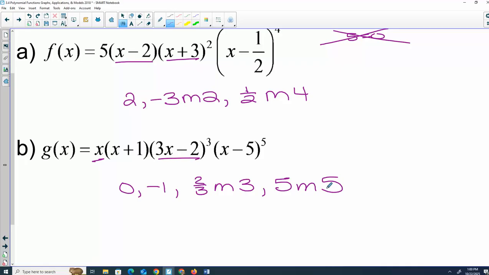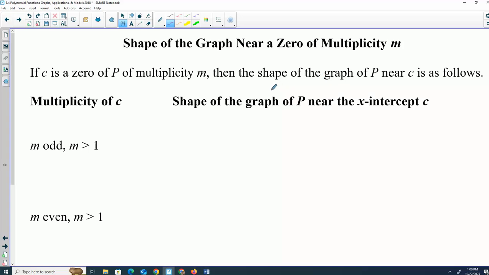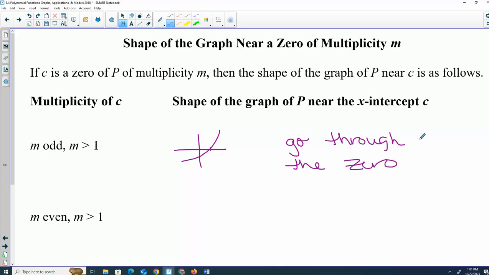The final things I want to touch on today. 2 very brief things and then we're stopping. The shape of a graph. The multiplicity changes your shape. It's telling you how many times something is a 0. Okay, we know a 0 is in other words for an x-intercept. So if something's an x-intercept, we know it crosses the graph there. If that power is odd, the graph will go through the 0. Okay, whether that exponent is 1, 3, 5, 7, 9, it's just going to go right through that 0.